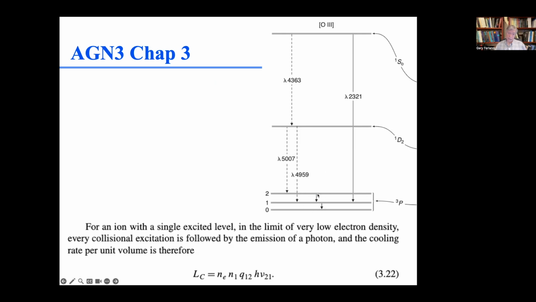An electron in this triplet P ground term can rob the kinetic energy of the colliding electron and use that energy to promote an electron to this level. And in the low density limit, the odds are it will emit a photon and go back to the ground state. So that's called collisional excitation. And so in low densities, every collisional excitation leads to an emission of a photon. That's called cooling because it robs the thermal energy of the gas.